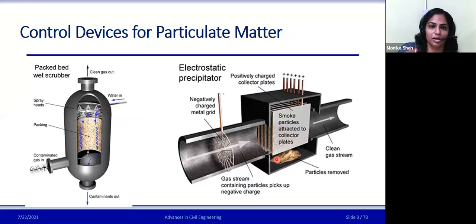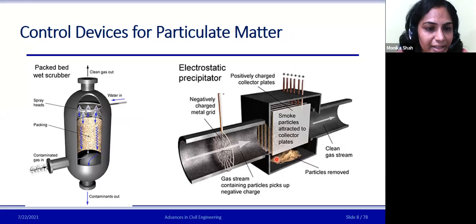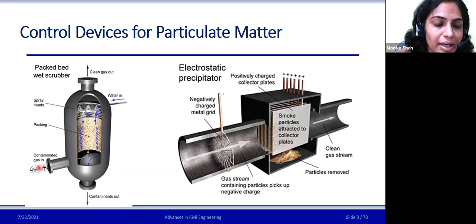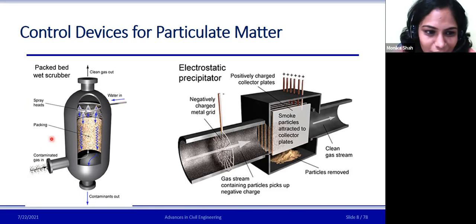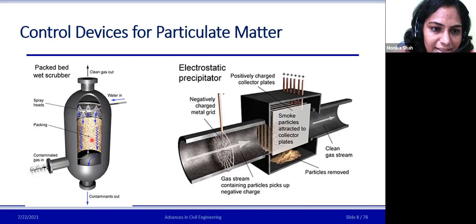Another device for particulate matter is the wet scrubber. In this kind of scrubber, they mix the particulate matter with water, clean it with water, and then you have to remove the impurities from the water itself. So you could say it is just a conversion of gaseous pollutants to water pollutants. The contaminated gas enters here, and water spray nozzles are available. The water is sprinkled over here and enters from this pipe. It gets mixed with this packing, and the clean gas goes out, while the contaminated water and gas are mixed.